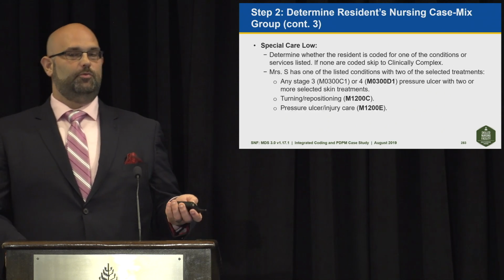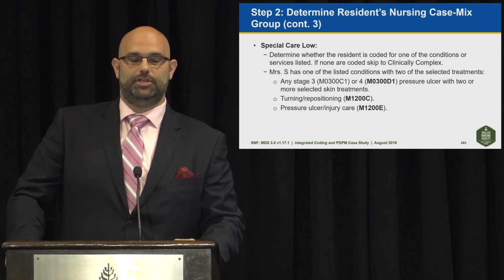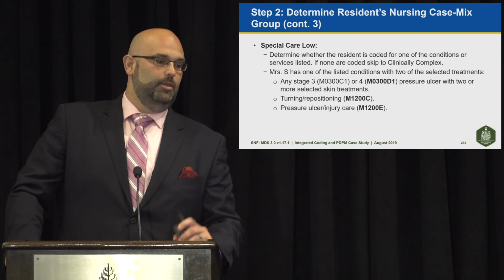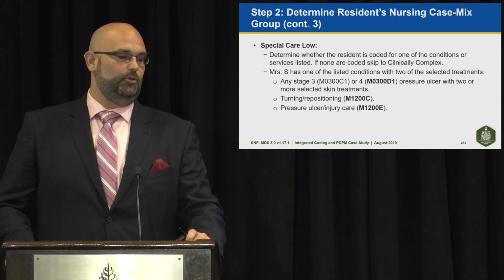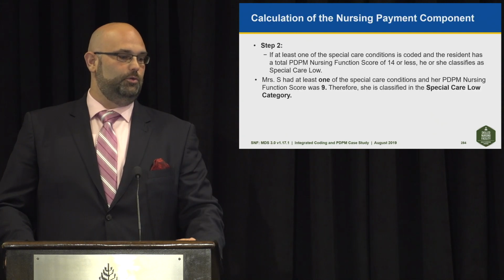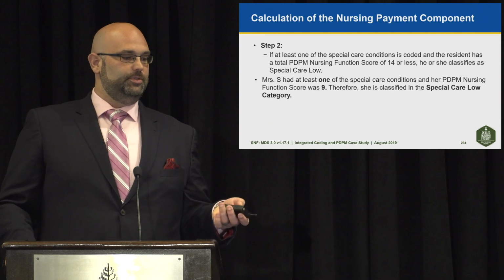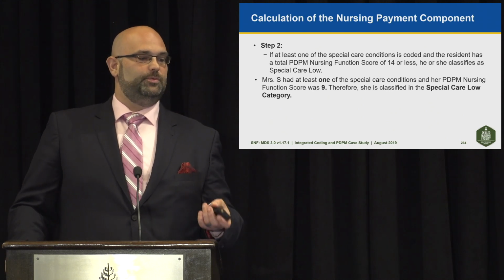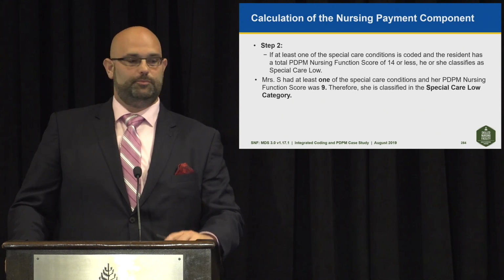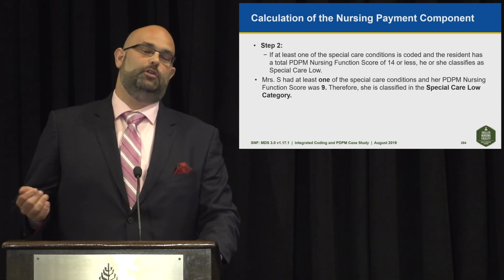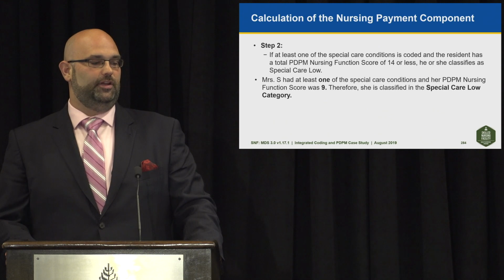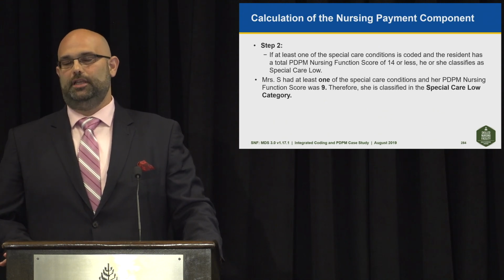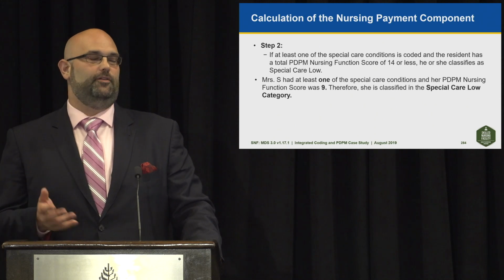We move to special care low, determine whether or not any of these conditions or services that are listed were checked off, and if not, you skip to clinically complex. Mrs. S, however, does have one of the listed conditions that was from the selected treatments, and that was the stage 4 M0300D1 pressure ulcer, 2 or more skin treatments, and so therefore she would qualify for special care low. Step 2, if at least one of the special care conditions is coded and the resident has a total PDPM function score of 14 or less, which she does, having a function score of 9, she qualifies for special care low. And so here, based on the coding on the MDS, we see that Mrs. S qualifies for special care low. We do not need to consider the clinically complex or reduced physical function. We have her nursing category at this point.